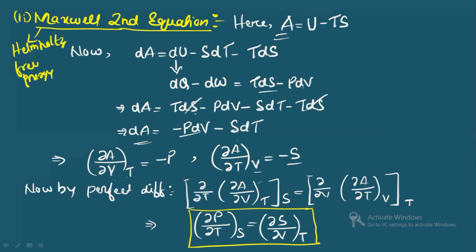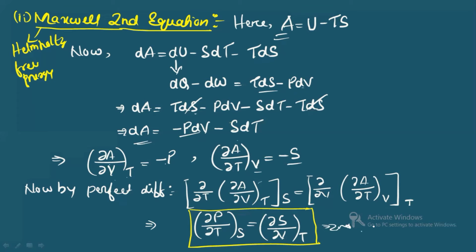So you can write from here that del T, this term is what? It is minus P, but both are negative, so it is getting cancelled. So you are having only P here, and it is equal to what? Del V of this term within the bracket is S at constant temperature. This is coming as it is. So this is the second Maxwell equation.